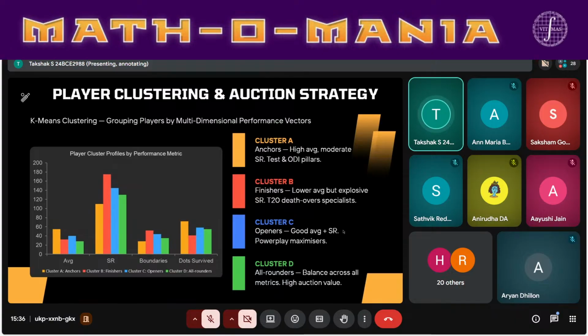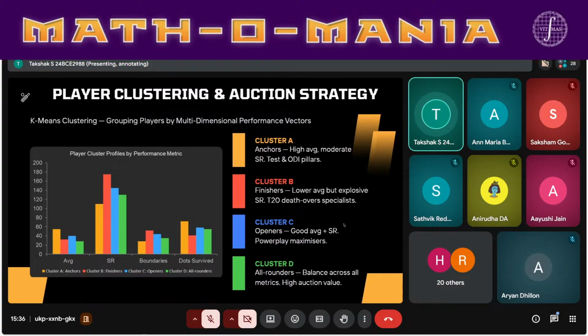The cluster A, they are the anchors. These are players with high batting averages, typically above 45 or 50, but moderate strike rates. They are Test specialists or ODI players. They are the batters who build an innings carefully and deliberately. They absorb pressure and they do not give their wickets away easily. And in T20 cricket, they provide stability at the top of the order during the power play and early middle overs.